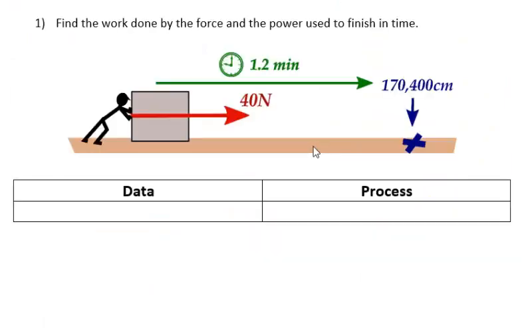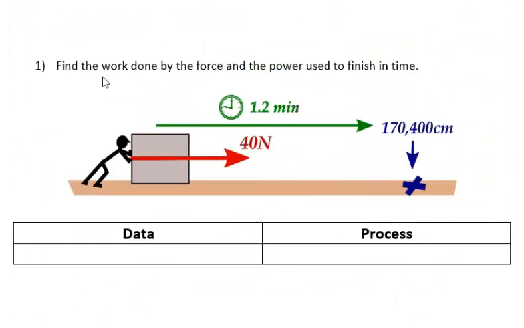So let's try applying the concept in here, okay? Find the work done by the force and the power that was used to finish in time. So we have a guy pushing a box with a force of 40 newtons, and he wants to move this box a distance of 170,400 centimeters. And that has to be done in a time of 1.2 minutes.